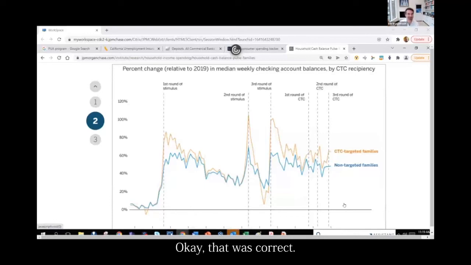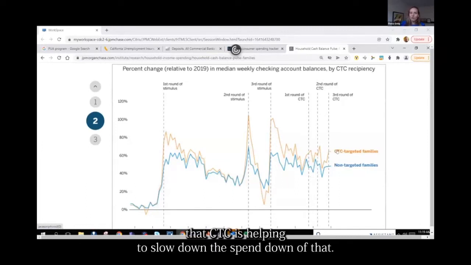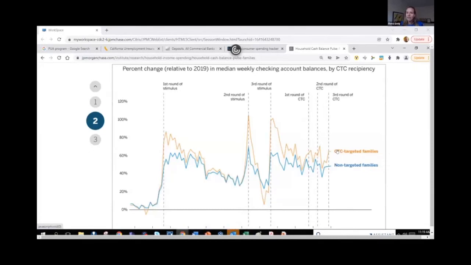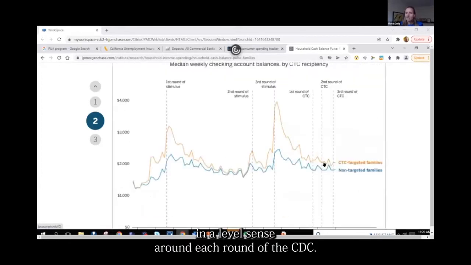Okay, that was quick. You can see that the CTC is helping to slow down the spend down of that third round of stimulus, and we're going to continue to look at this. Obviously, CTC just expired, but it's not the case that you see a huge spike in balances in a level sense around each round of the CTC. This is in dollars. This is all on our public website. You're welcome to take a look.